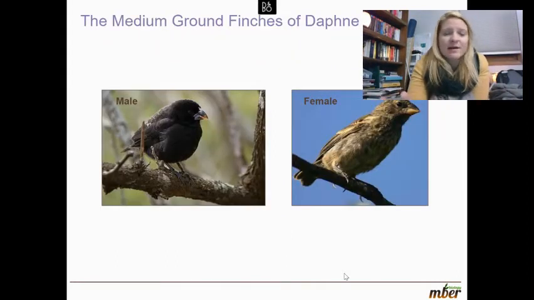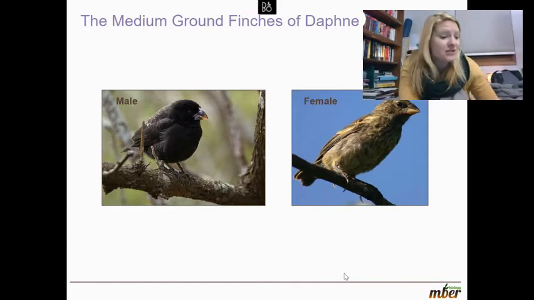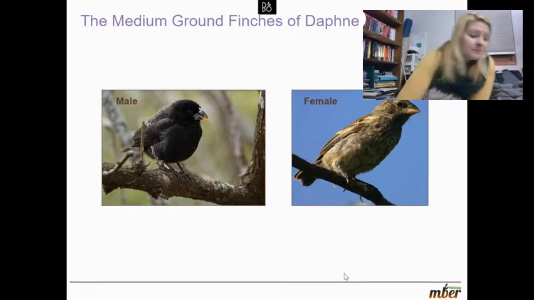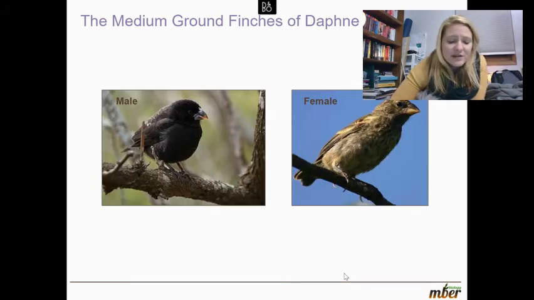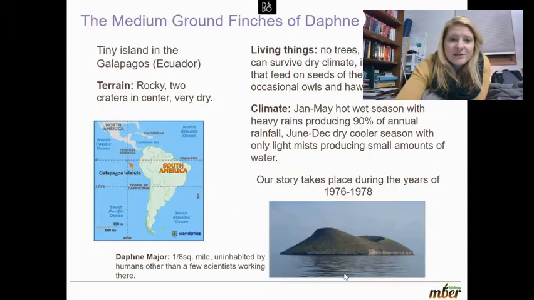So let's read about the medium ground finches of Daphne Major. That is in our book if you would like to follow along. I'm just going to do the reading. It is on page 122. So we're talking about the medium ground finches of Daphne Major. The ecosystem: the Galapagos Islands are located in the Pacific Ocean, 1,000 miles off the coast of Ecuador. There is a picture here. Here is South America, and then the Galapagos Islands are over here in between Central and South America, but near the equator.